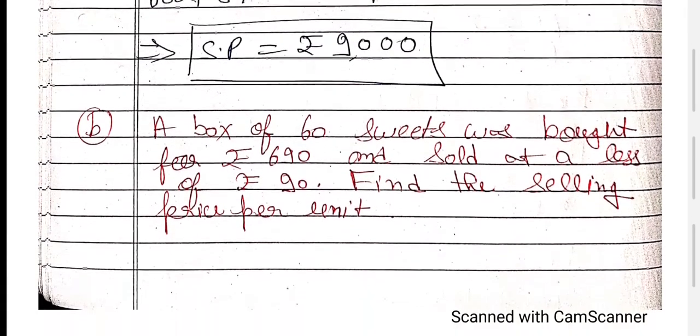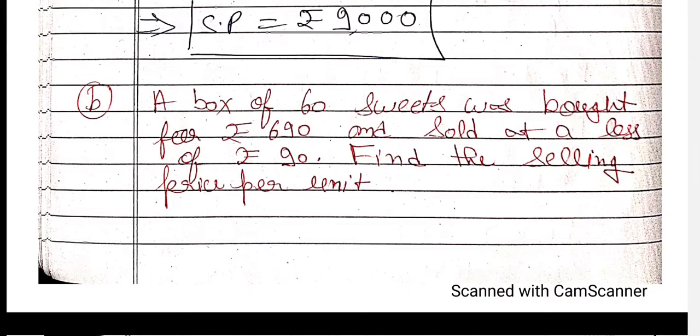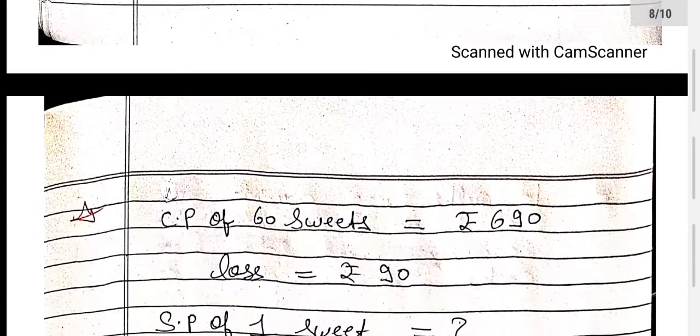Now second question. A box of 60 sweets was bought for rupees 690 and sold at a loss of rupees 90. Okay, there is a box which contains 60 sweets. It means 60 toffees, chocolates are there. And what is the cost of this? 690, and sold at a loss of rupees 90. What is the selling price? It means loss is given, CP is given, you have to find the SP.